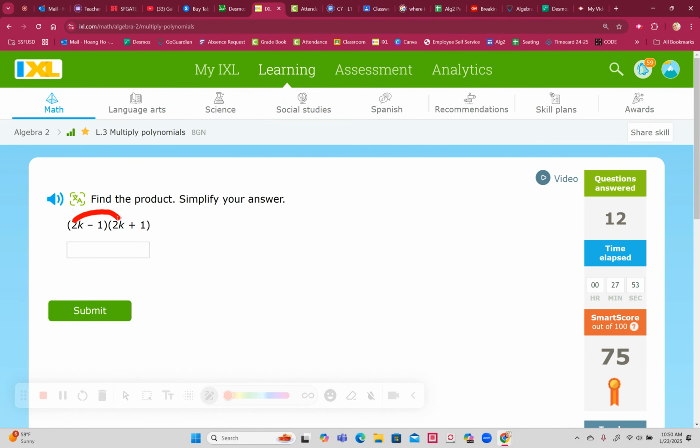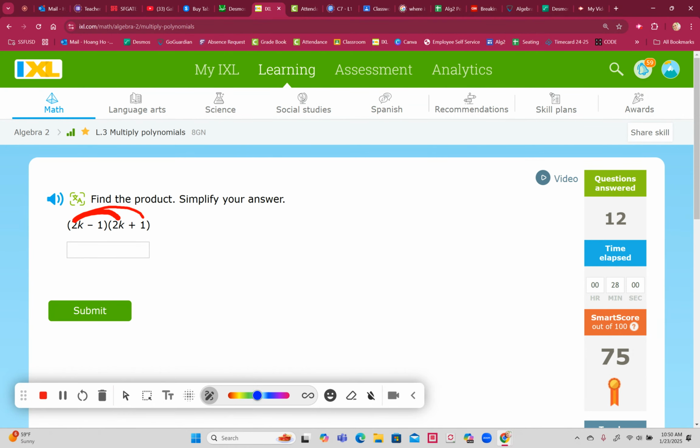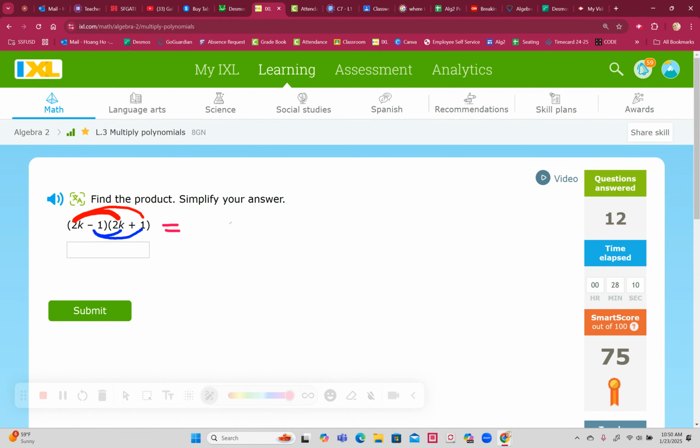Okay, 2k multiplies with each term in the right parenthesis. When you're done, then you multiply negative 1 with each term in the second parenthesis. So let's do this. 2k times 2k becomes 4k squared. 2k times 1 becomes 2k. Now I multiply negative 1 with 2k, becomes negative 2k. Negative 1 times 1 becomes negative 1.